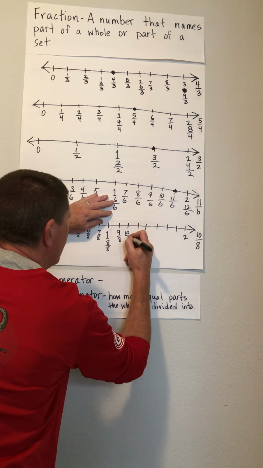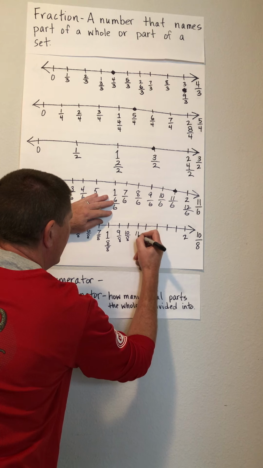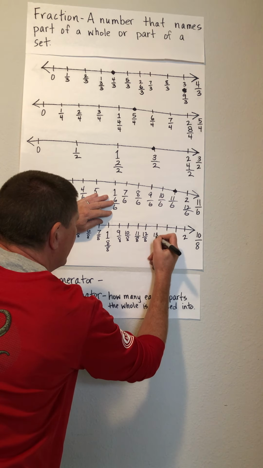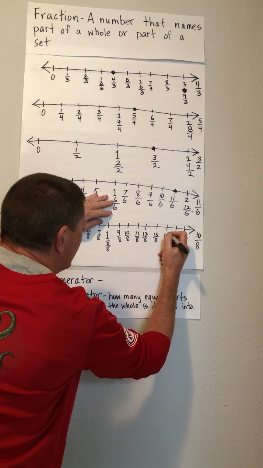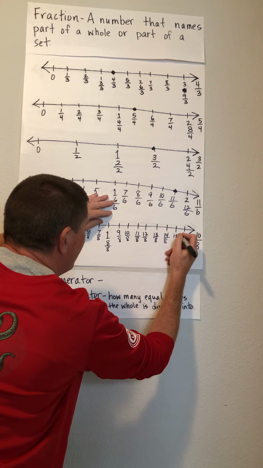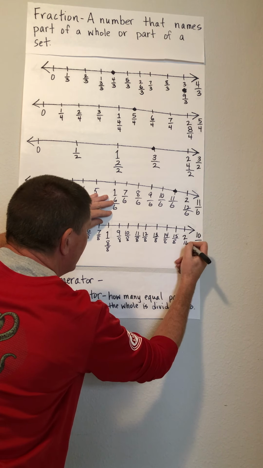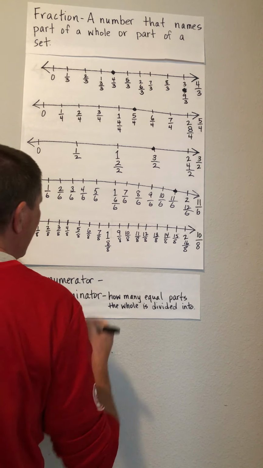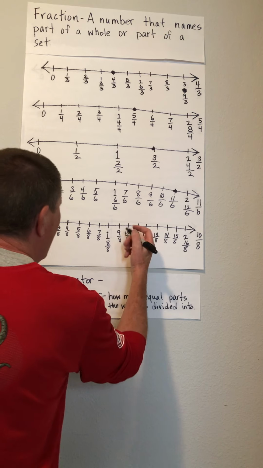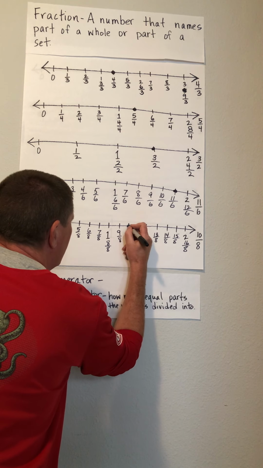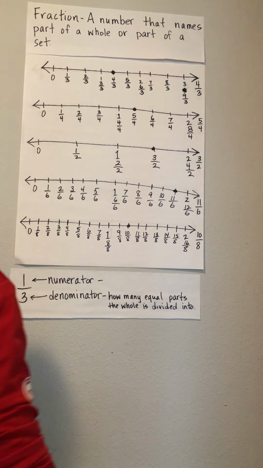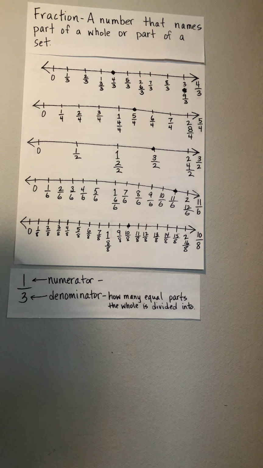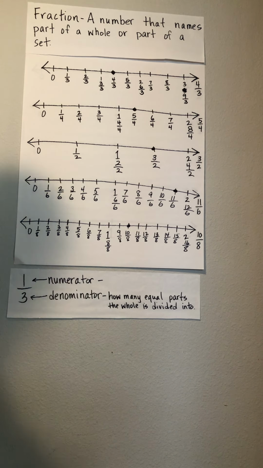9/8, 10/8, 11/8, 12/8, 13/8, 14/8, 15/8, and 16/8. We're looking for 10/8. That's 8, 9, 10. And there you go. All right, so that is fractions greater than 1 on a number line.